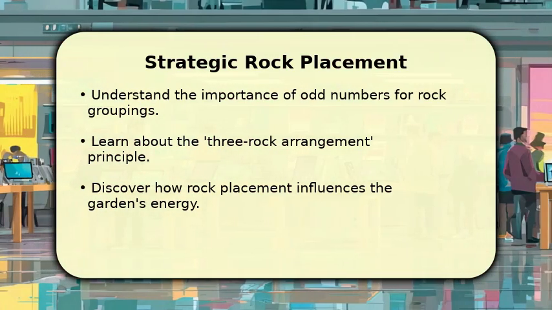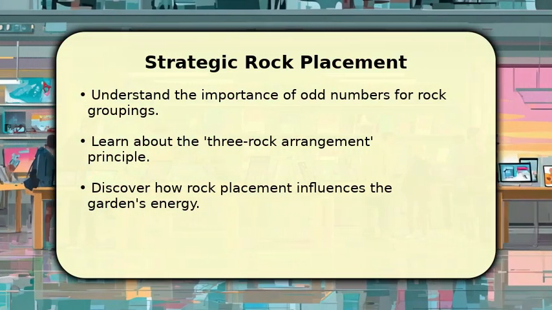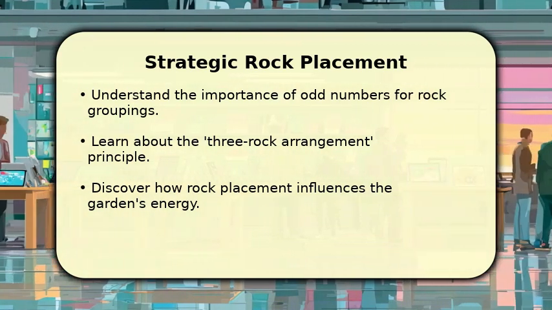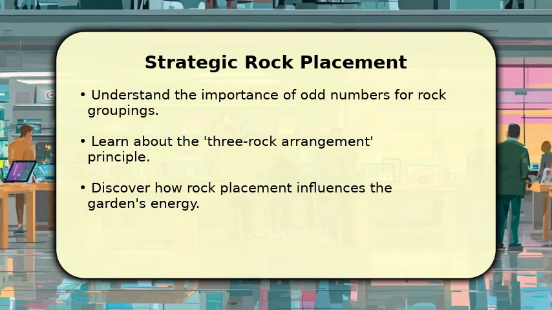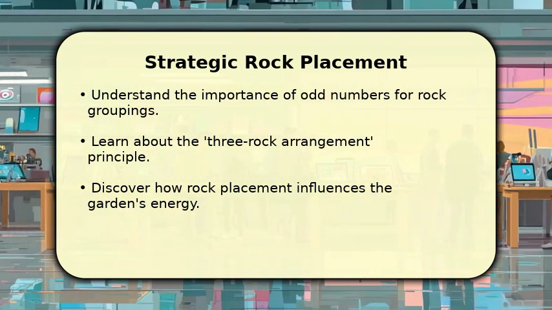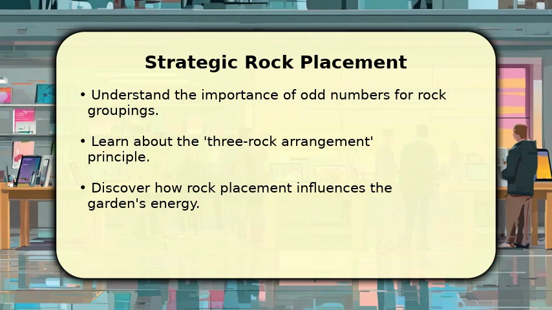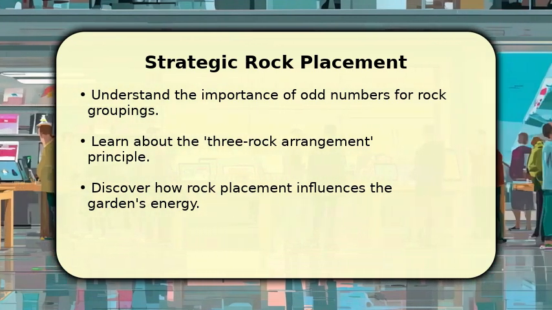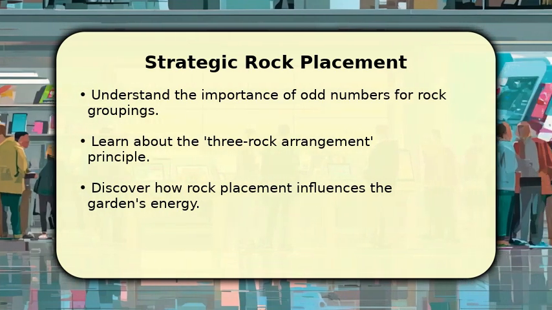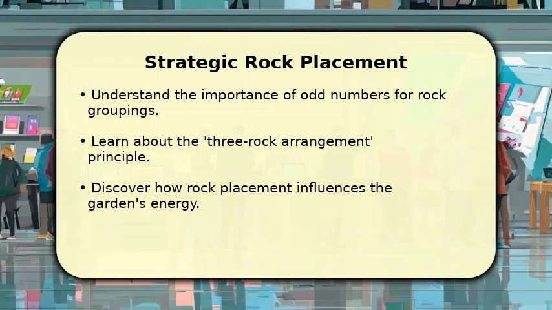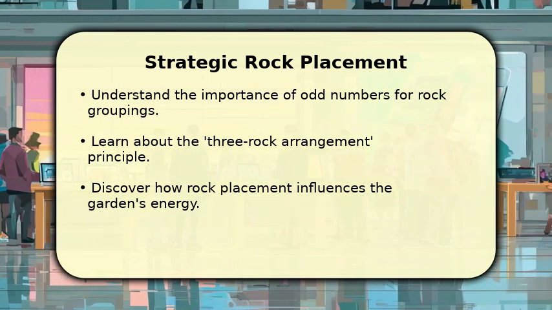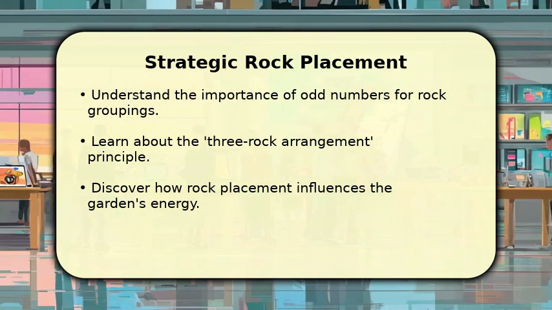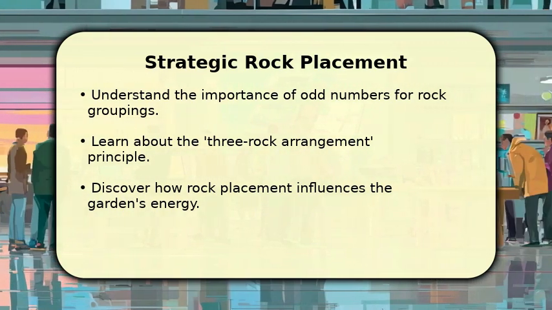Now, let's delve into strategic rock placement. The arrangement of rocks is crucial, often following principles of asymmetry and odd numbers. A common technique is the three-rock arrangement, representing a trinity or a family. Place larger rocks as focal points, with smaller ones complementing them. Ensure there's ample space between rocks to allow for raking patterns. This thoughtful placement creates balance and harmony, inviting contemplation and a deeper connection with nature.